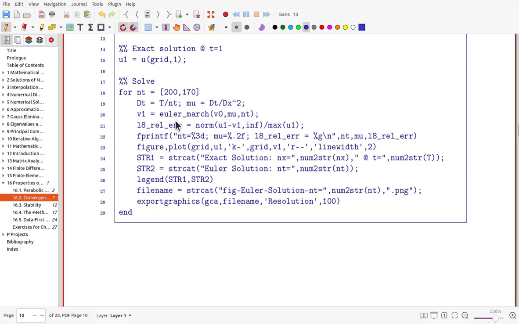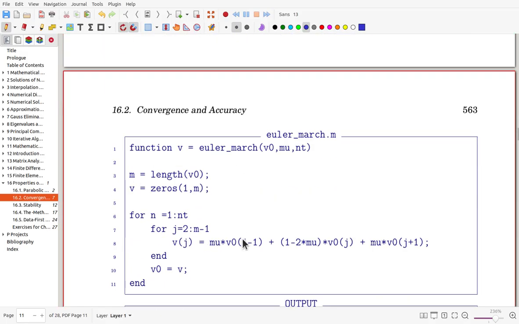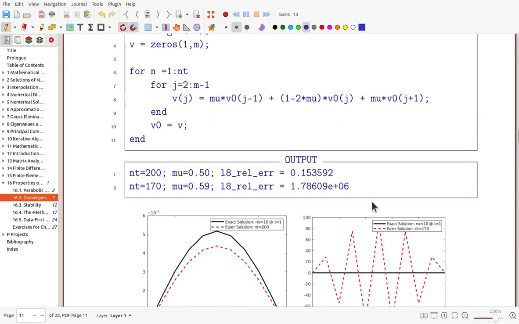Okay. Now for this Euler march, I implemented it in a different way here. There is the function. Okay. So for given mu, mu times the left value, 1 minus 2 mu times the center value, and mu times the right value give the updated v. After updating all the grid points, that is copied to v0, and we keep going with the iteration up to the last time. So that eventually v will be returned. Okay, so this is the Euler march, and here we have results.